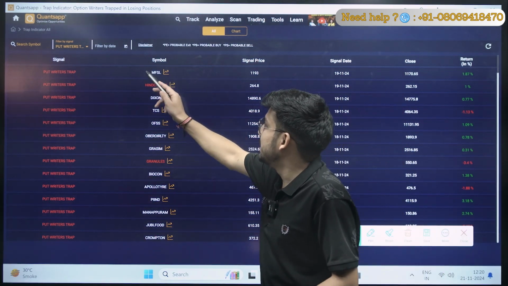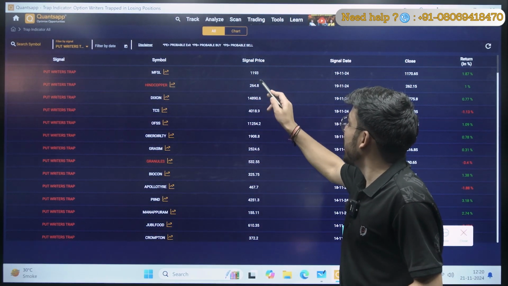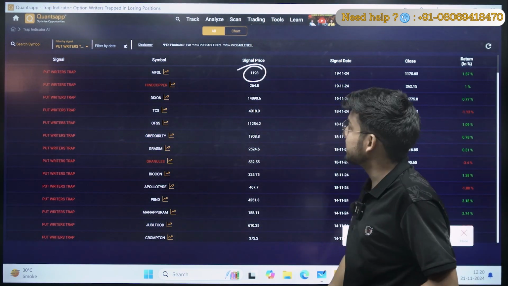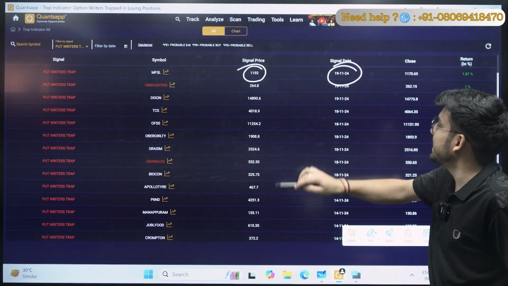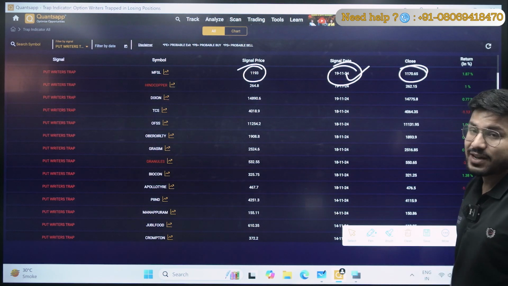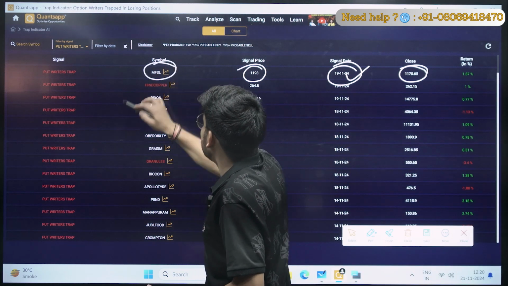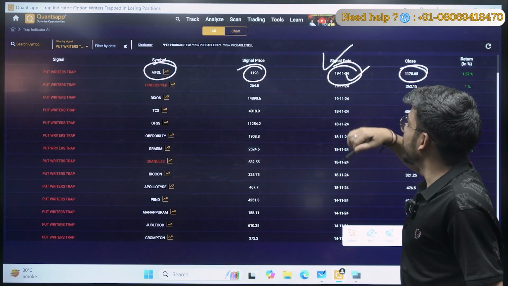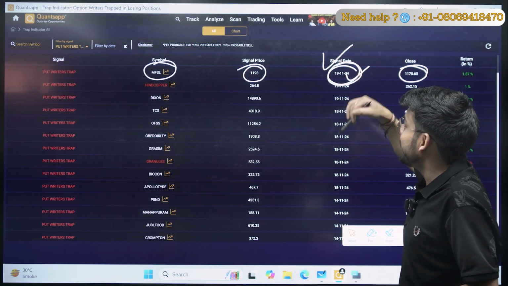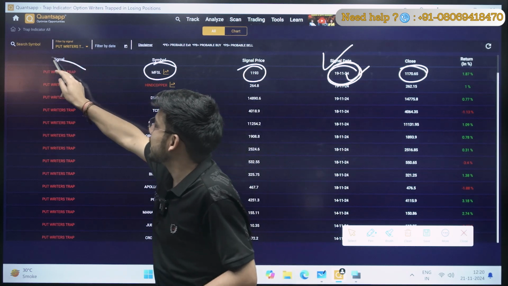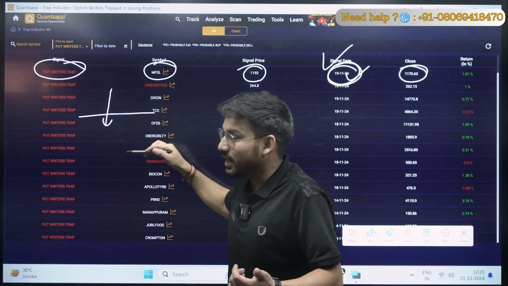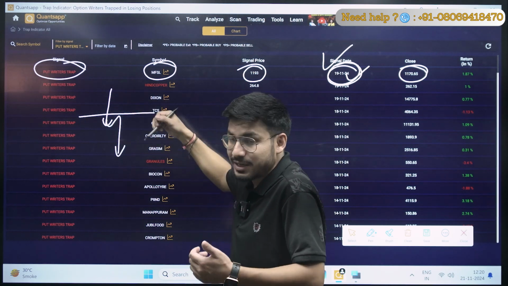You can see in the MFSL the signal price was 1119. That was the signal price. What was the date? It was generated on 19/11, that is my date here, and currently it is at 1170. It means on the 19th of November, it gave me a signal that the put writers are trapped. So there was a certain level, the market broke that level, and now it has the capability to move in the downward direction again.